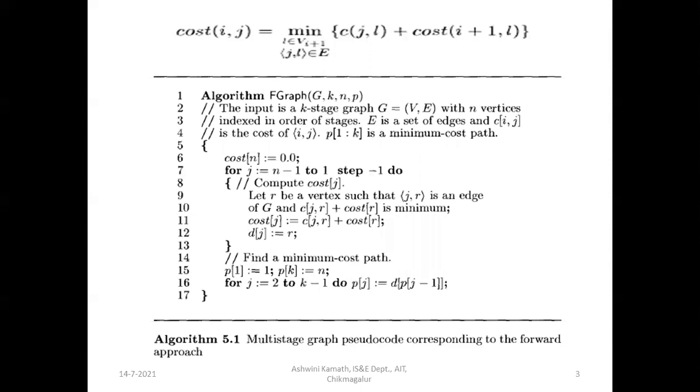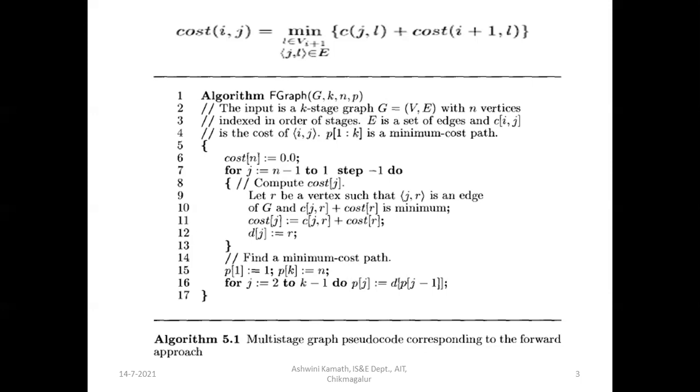Then, initialization: cost of n is equal to 0. Then for j equals n minus 1. You can notice that since it is a forward approach, we are trying to write the cost of n, where n is the number of vertices. From the end, that is, to the sink node, the cost of n is initially 0. For j equals n minus 1 down to 1, the step will be reduced by minus 1 every time.